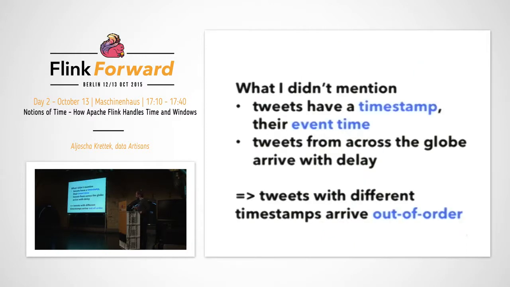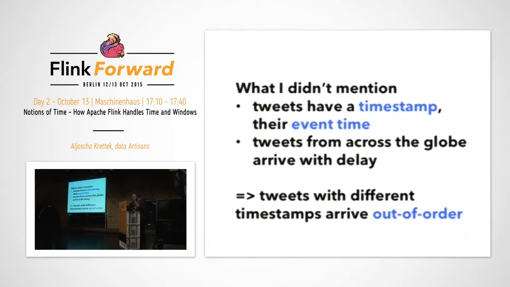But the thing I didn't mention in this example is that tweets also have an inherent timestamp: the time when this tweet actually was tweeted by the person tweeting it. And this timestamp is basically what we call the event time of the event that we are processing.